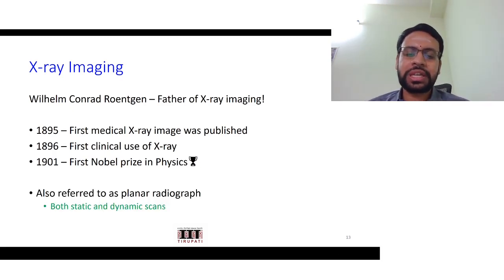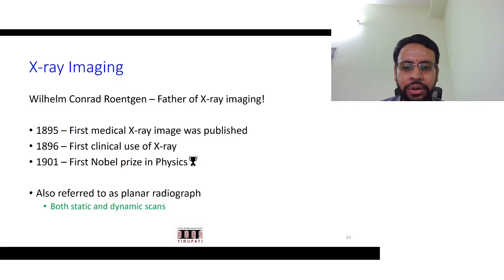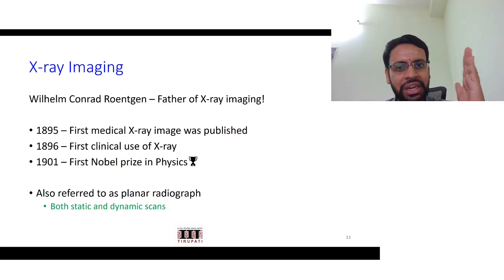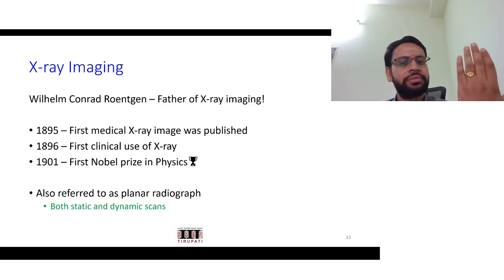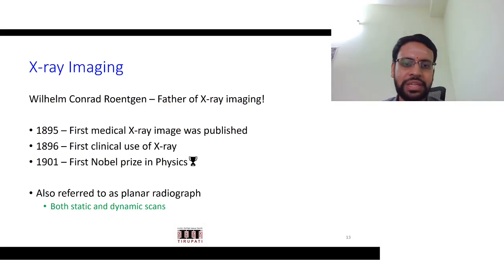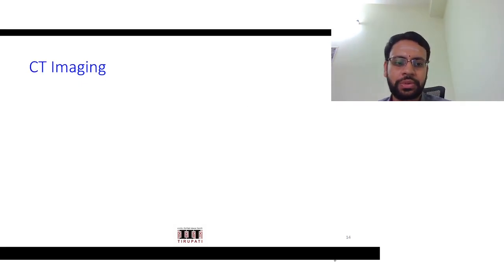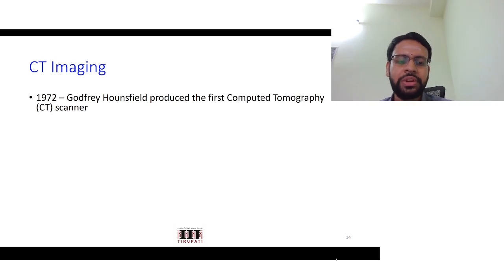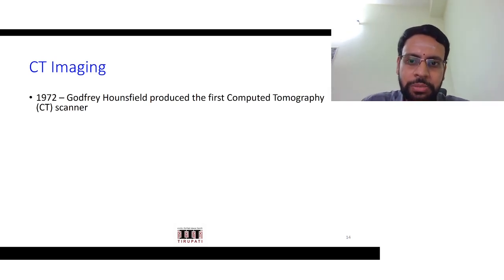As I mentioned, this is also referred to as planar radiography. You could use it to take static images, or you could also use it to take dynamic scans. By that we mean images taken over time. For example, to understand the blood arteries and blood vessels, you may go for dynamic scans. With that, we will move on to another category of transmission imaging, CT imaging.